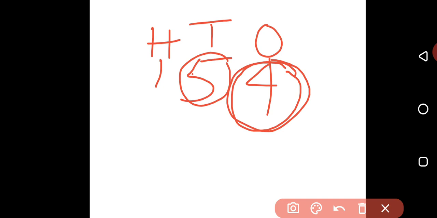So it will be 150. What is the rule? For rounding off to the nearest tens, we have to look at the digit of the ones place. If the digit is 4 or less, then we are going to replace the digit of the ones place with 0 without changing the other digits. Fine. This is one. Now we'll go to the next one.